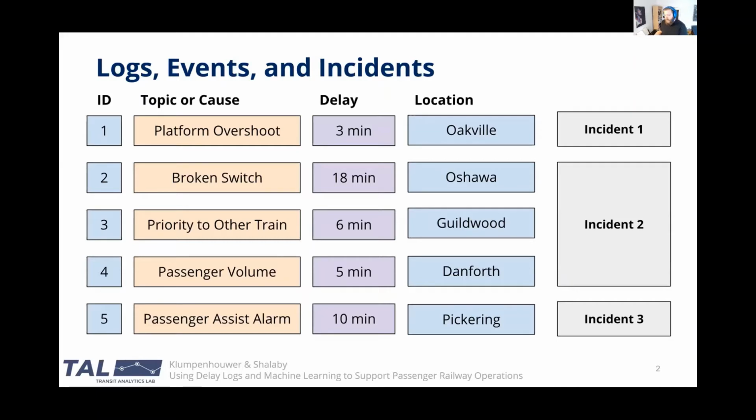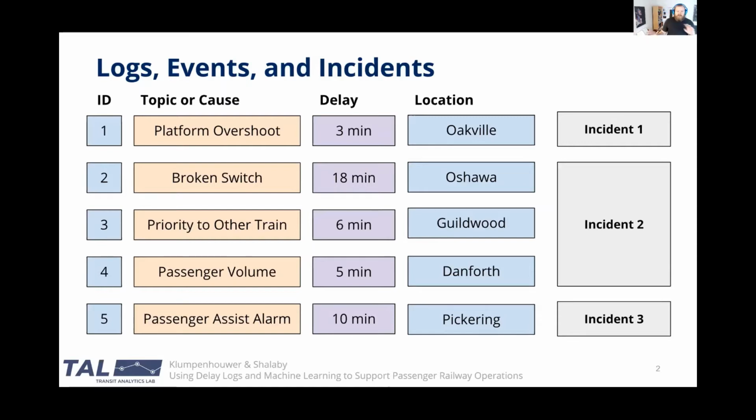When I say railway delay logs, I mean that when there is a delay on the railway, the incident or the log is recorded with some metadata, so information about where it happened and what trains were involved. There's often a delay code, which we can translate into a topic or cause. A delay code is usually business oriented, but a topic or cause is a little bit more cause oriented, as you can see. And of course, the delay information is recorded, the amount of delay that was incurred.